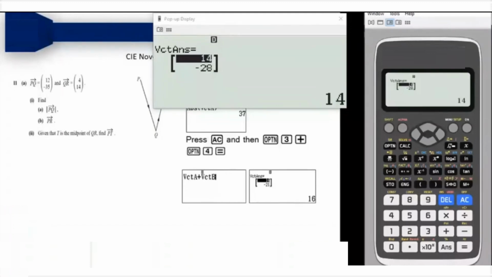If you have a question, feel free to ask. There is a question asking if you can explain the midpoint question again.